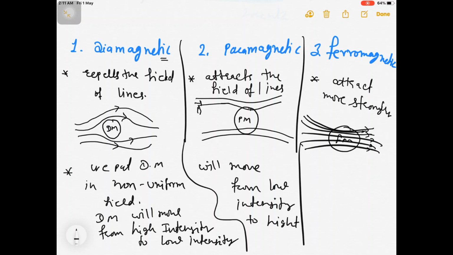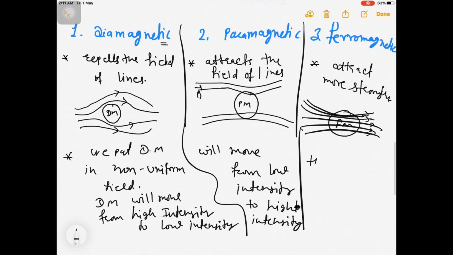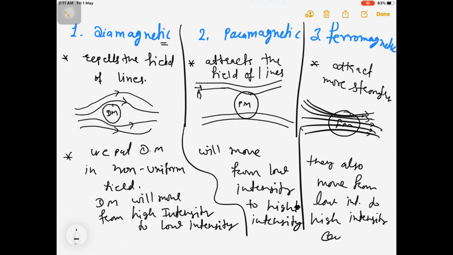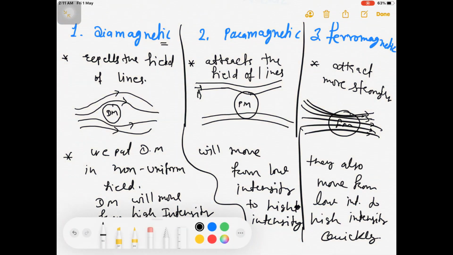If we put paramagnetic material in external field of lines, then paramagnetic material will move from low intensity to high intensity. And as we know that ferromagnetic materials have strong properties of paramagnetic materials, so they also move from low intensity to high intensity quickly, or you can say more fast in comparison to diamagnetic materials. Okay, now let me discuss some more points.